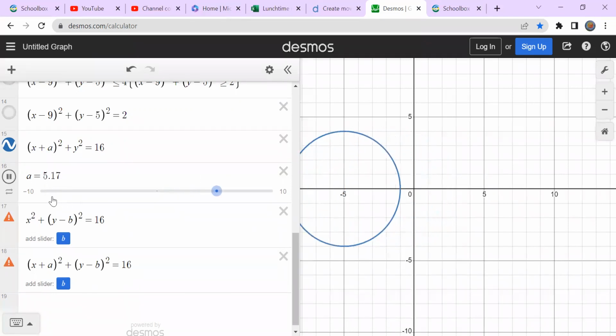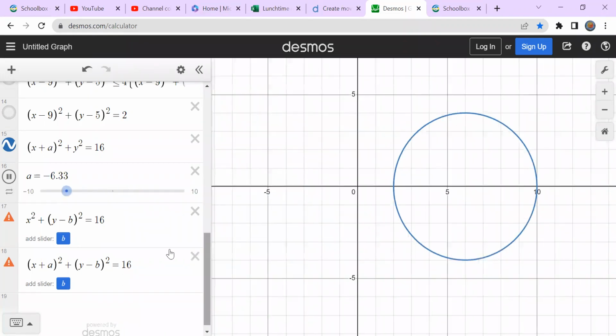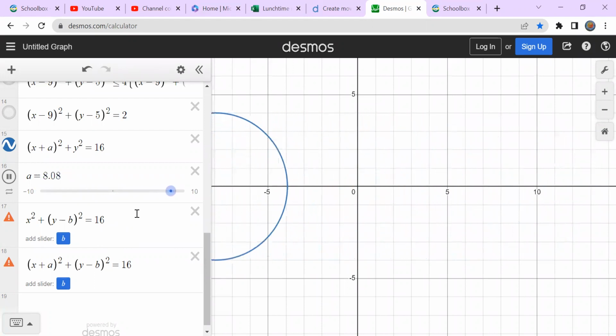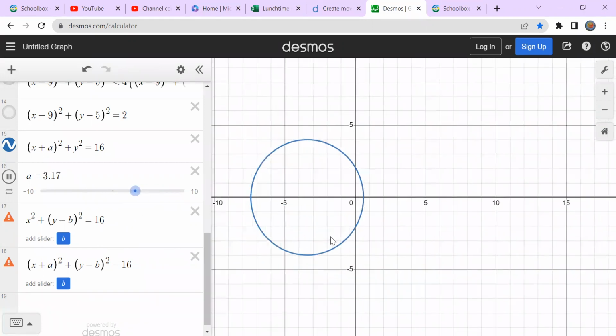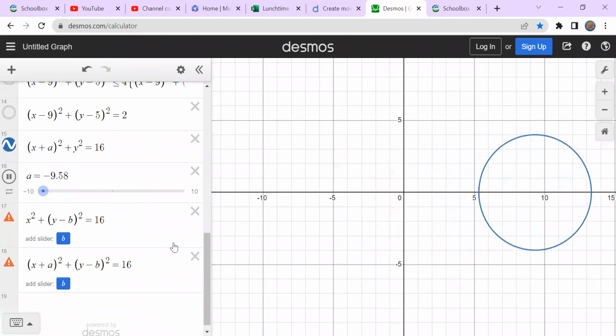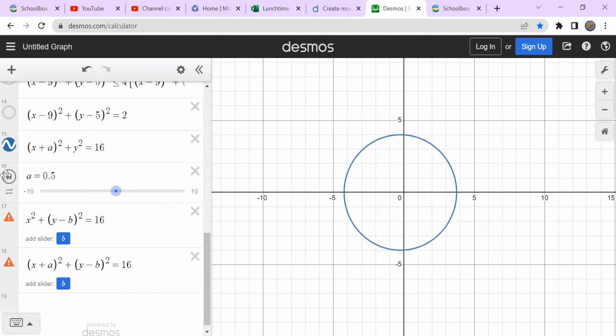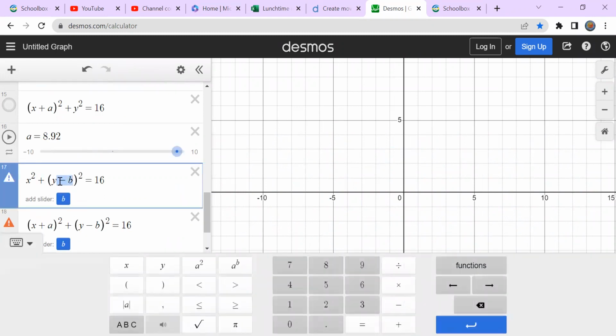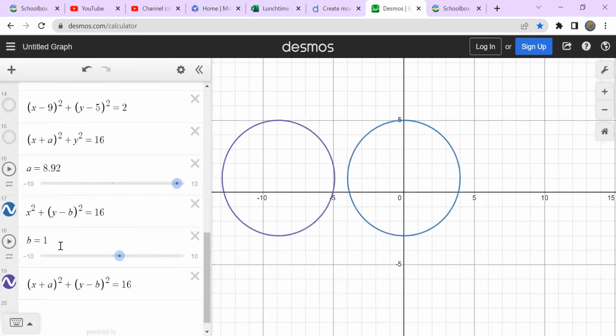But if I hit play, you can see that the slider is making it move to the left and to the right over and over again. And that's changing that center. Okay, so let's pause that and get rid of that one. So how am I going to move a circle up and down? Up and down, remember, is where the y happens. So here's a different slider. Here's B. I can put a B slider in there.